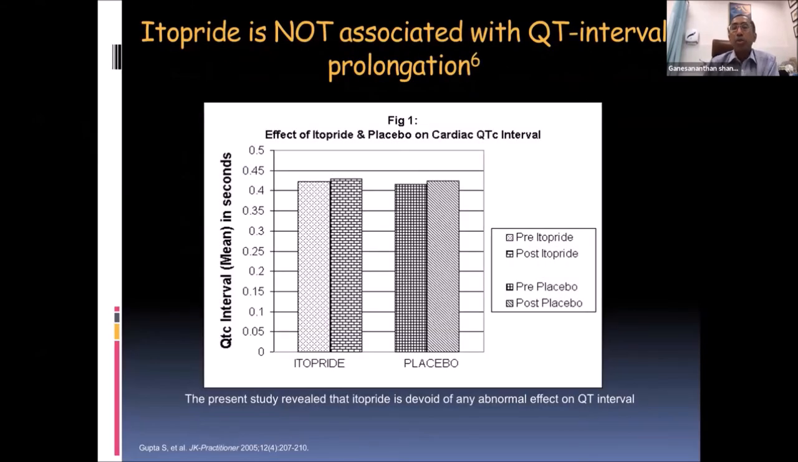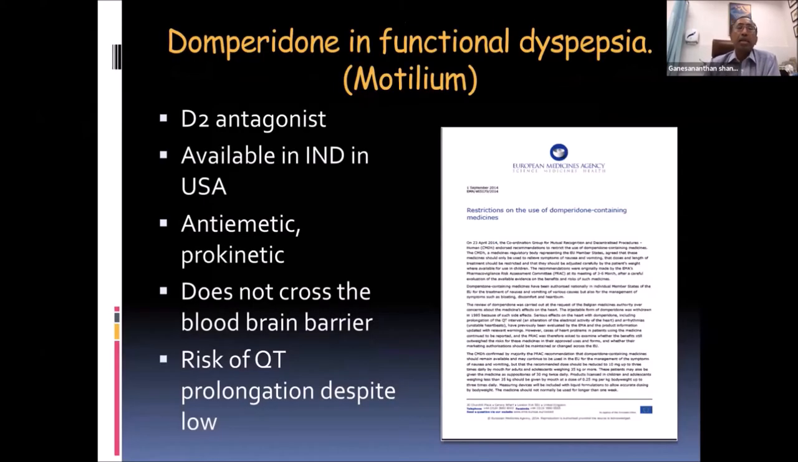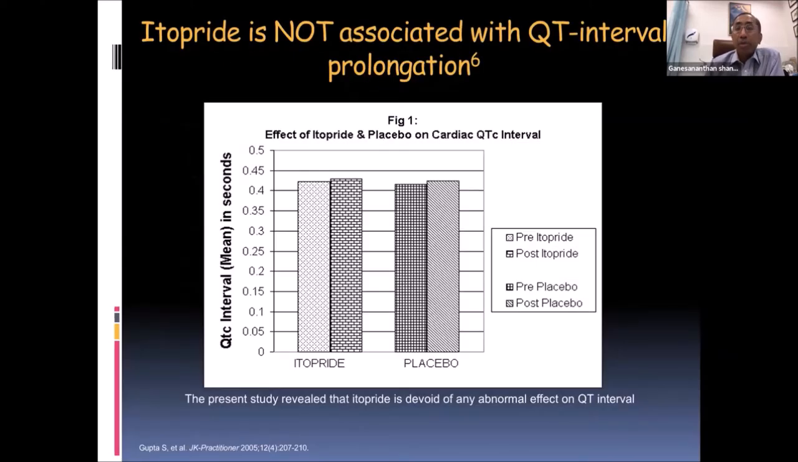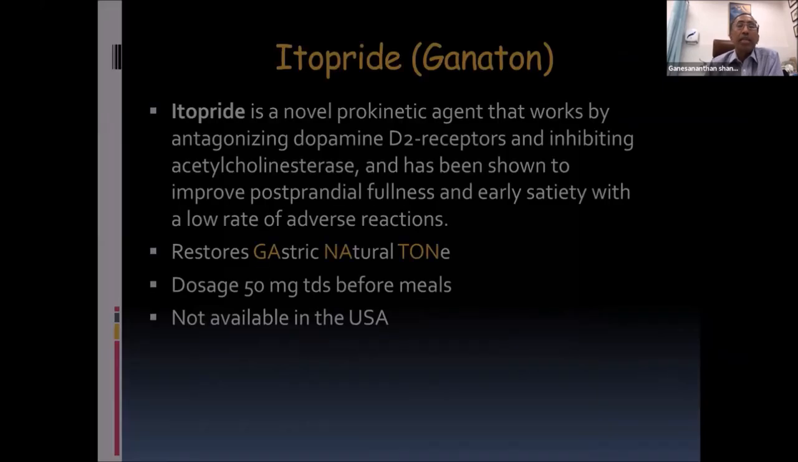As I alluded to, QT prolongation is something that we take seriously. We've got to be very careful with motilium or domperidone. I wouldn't use it for a prolonged period of time. I wouldn't use it for people with cardiac problems. Be careful in elderly patients. Itopride seemed to be safe with no QT prolongation, and I think it's a safe drug. Again, the study, you can read it later.